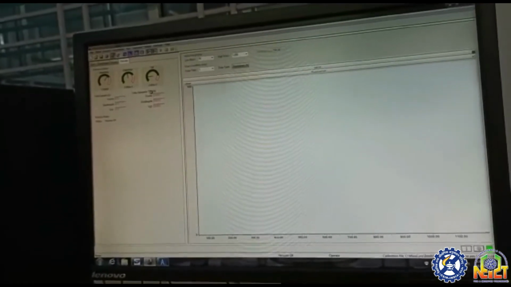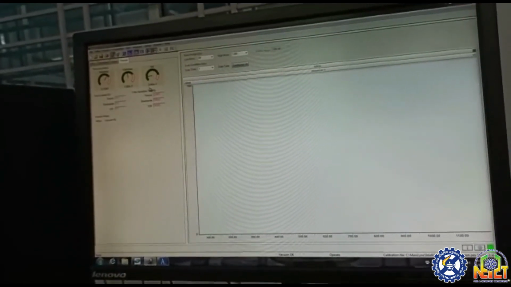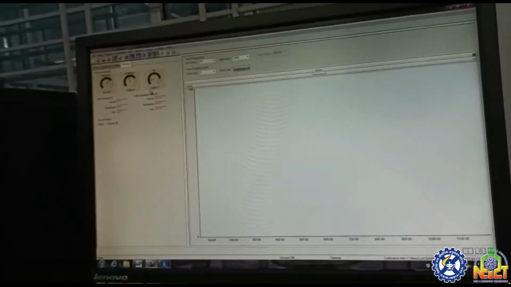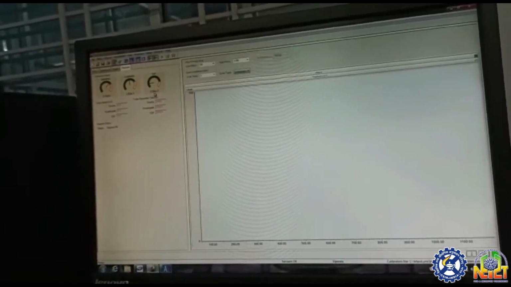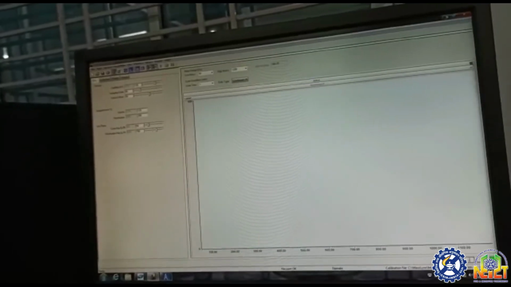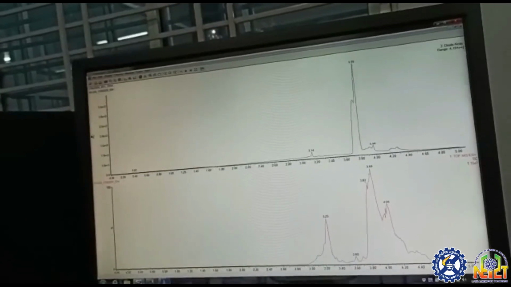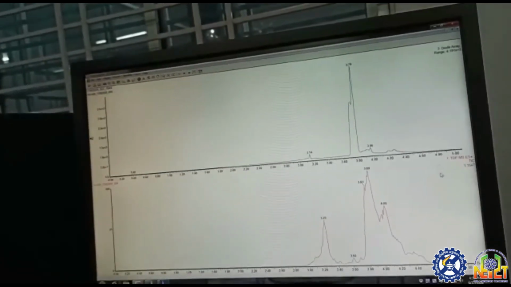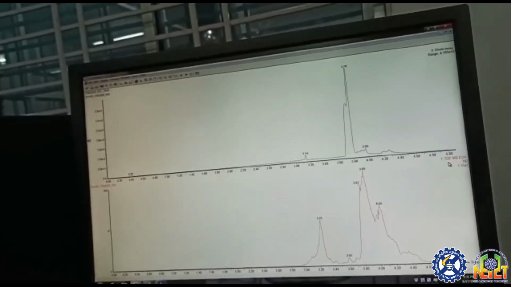And this one is vacuum. You can see that this machine is working at a very high vacuum, around 3 into 10 to the power minus 7. This one is a sample. You can see here the data. In this data you can see there are two files. One is the diode array and another one is the EIC file, the total ion chromatogram.